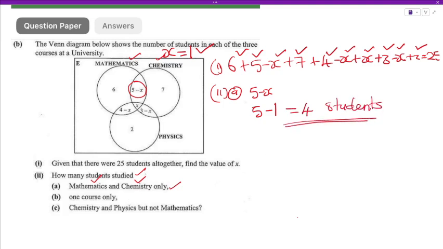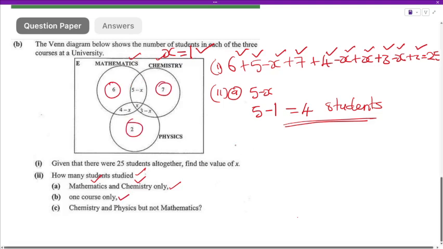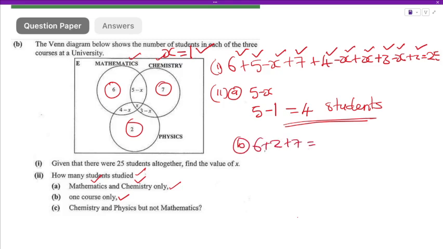And you are done. How many students took one course only? One course only, it's just this one here, this one, and that one. Only those second values. So I'm going to say B is 6 plus 2 plus 7, giving us 7 plus 6, that is 13 plus 2, 15 students. Okay, 6 plus 6 is 12. So if I say plus 7, that's 13. 13 plus 2, 15. All right, and you are done.